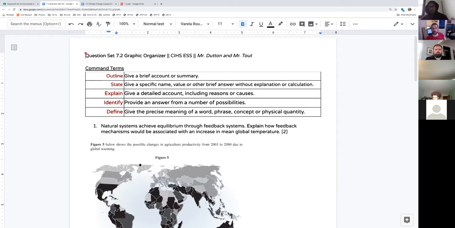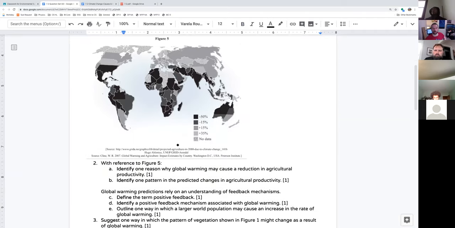I'll scroll back up in case you're not scrolling. Yeah, we don't even need to give several points, right? In fact, an identify doesn't even need to be a complete sentence. An identify can be super straightforward, super succinct. So we notice that this is an identify question and it's worth one mark. One reason, that's it. So why might global warming cause a reduction in agricultural productivity?